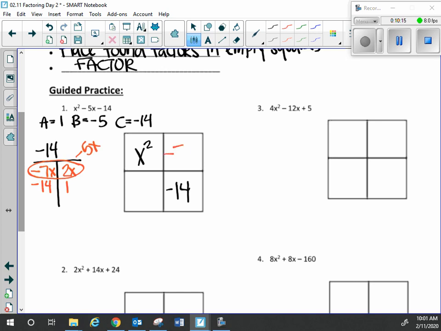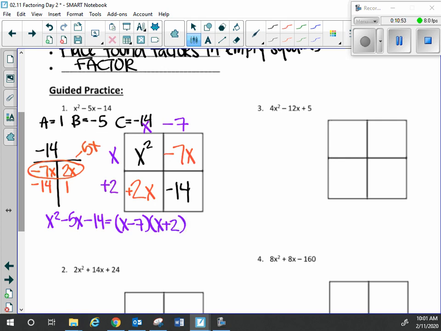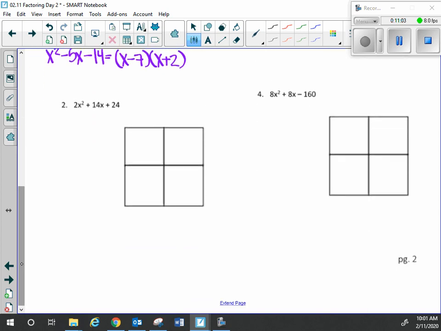So -7x and 2x. Do I have enough information to factor? Yes. Okay, what are my top two values? X minus 7. What are my side values? Very good. Thank you. So we're going to rewrite it now. X squared minus 5x minus 14 equals X minus 7. Very good. It's not bad, right? Not really.